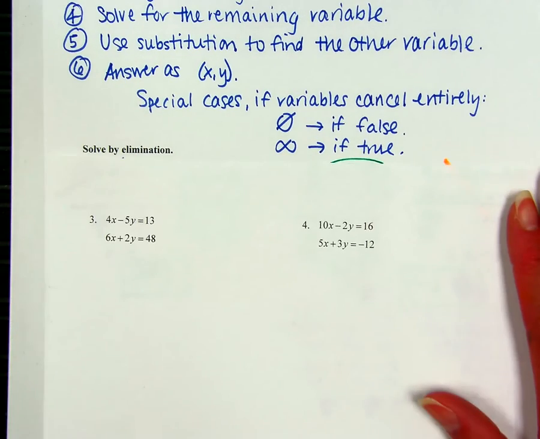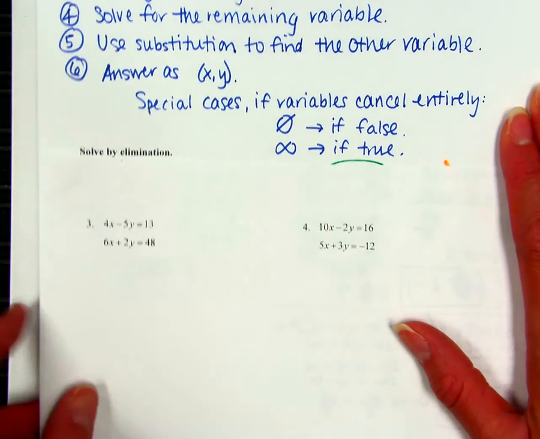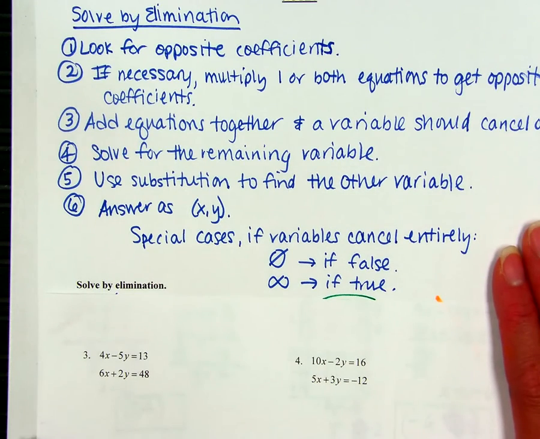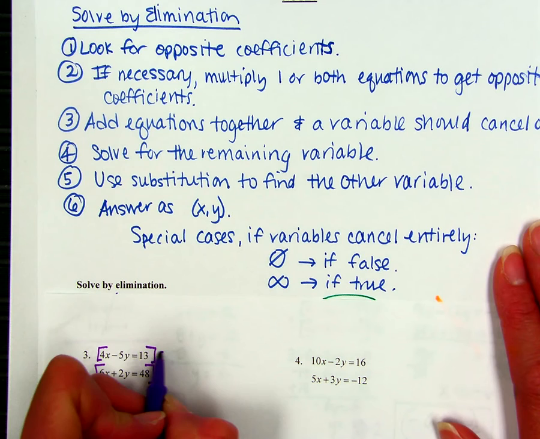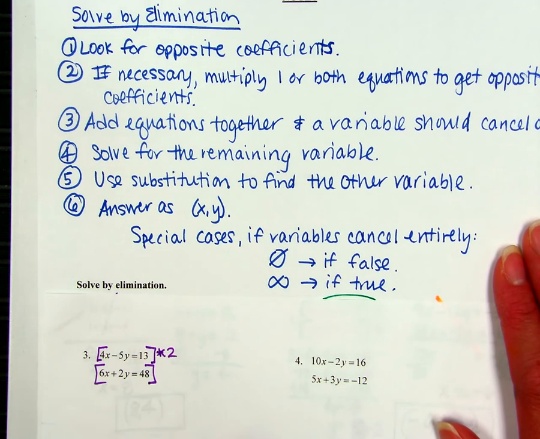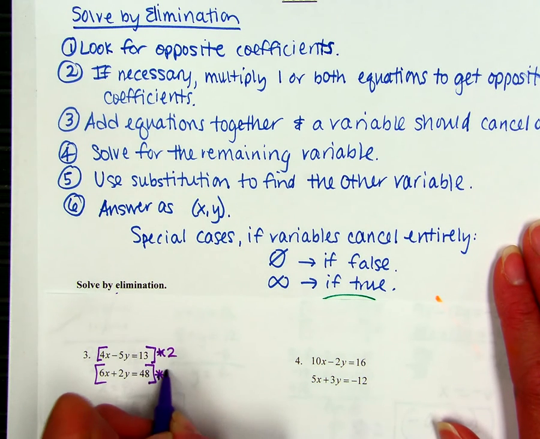And I'll try to leave the steps up there for you to see. All right, so you're looking for opposite coefficients. 4 and 6, they're not opposites. 5 and 2, one's positive and one's negative. All right, so I would just try to get 5 and 2 to be the same number. Well, they both go into 10, so how can I make this say 10? I multiply it by 2, and here I multiply by 5.